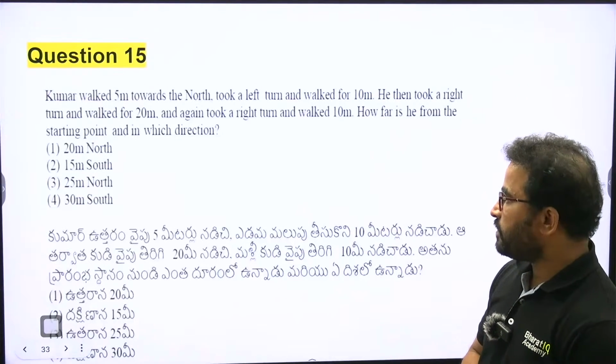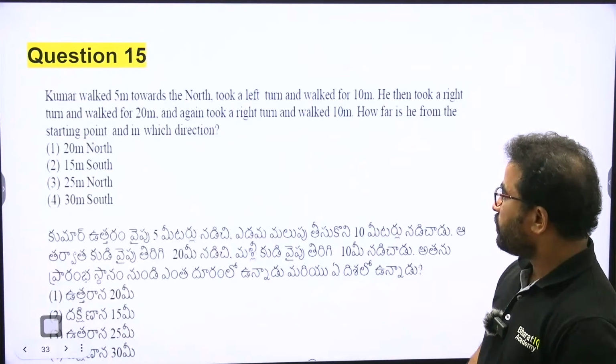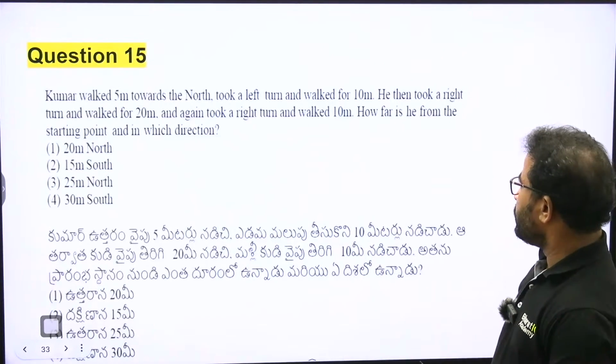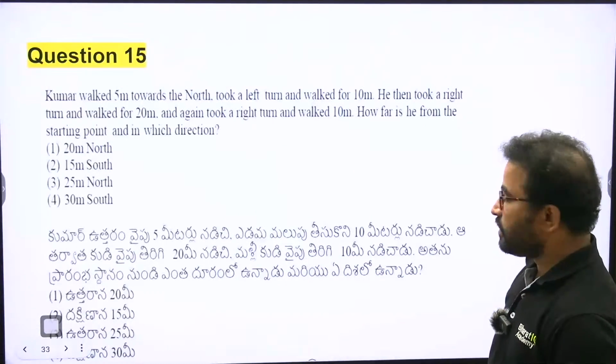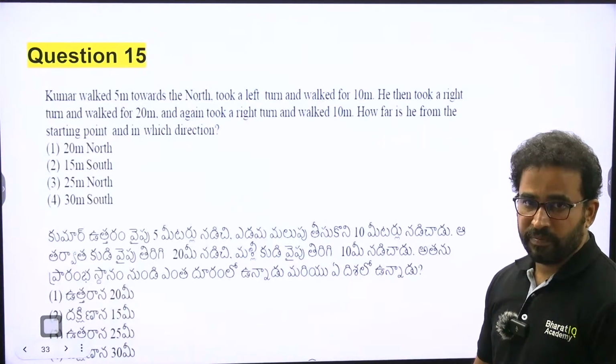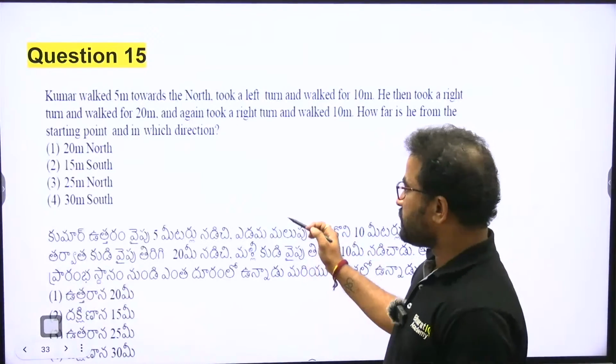Kumar walked 5 meters towards north, took a left turn and walked for 10 meters. He then took a right and walked for 20. Again took a right and walked 10. So no need to work it out with the diagram method. Directly I will explain the shortcut.